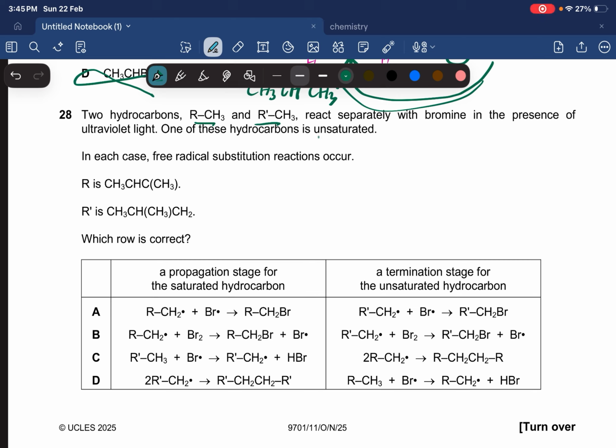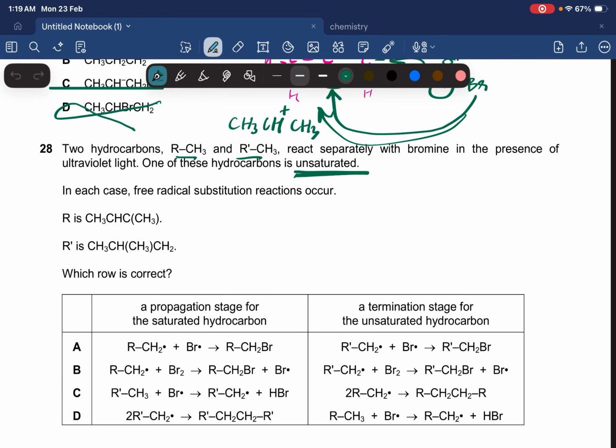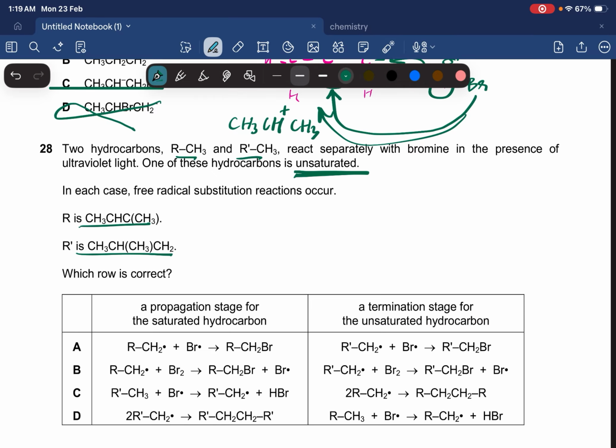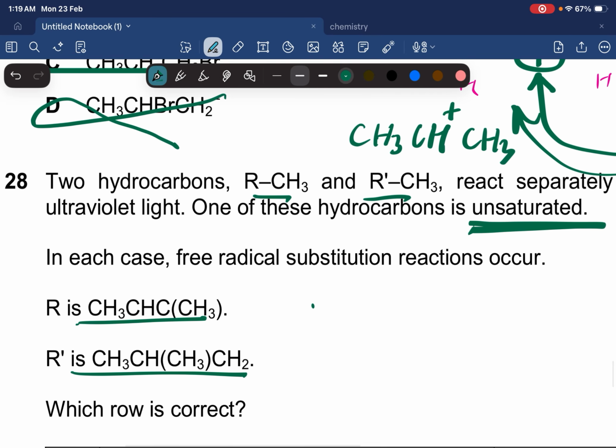One of these hydrocarbons is unsaturated. That means it has a carbon-carbon double bond. So out of this chain and this chain, we need to figure out which chain is going to be unsaturated, because in the question they're asking for a propagation stage for the saturated hydrocarbon and a termination stage for the unsaturated hydrocarbon. So let's figure it out. For that, we would have to draw the structures.